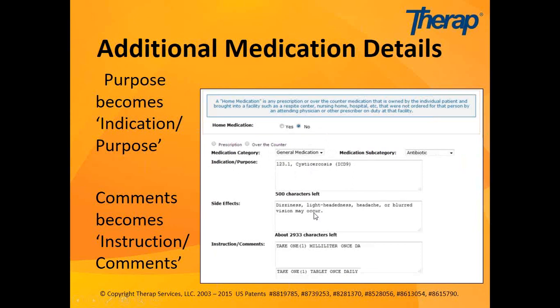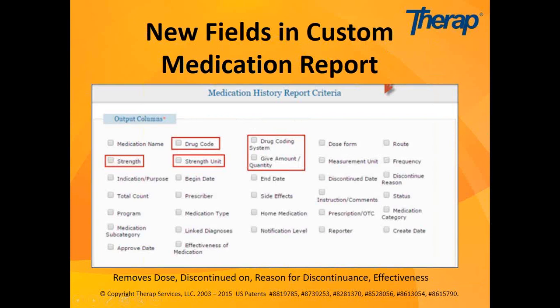Side effects, nothing changes there. Comments are now instruction/comments, and again, that just pulls over the comments fields from your old data. When you pull a medication report, you now have fields for strength, for drug code, for strength unit, for drug coding system, and for give amount or quantity. So we like to give you some new fields with our reports. Anytime we can give you a new feature, it's a big win for us. However, we give it and we take it.